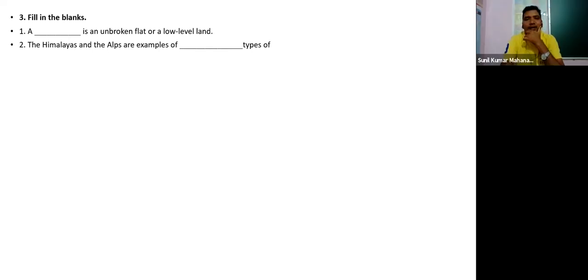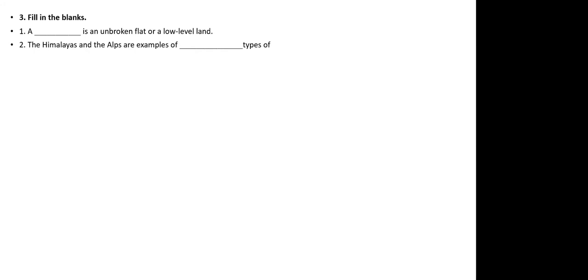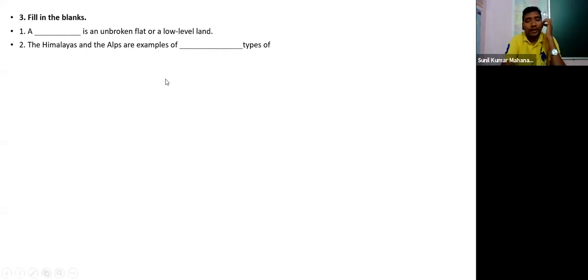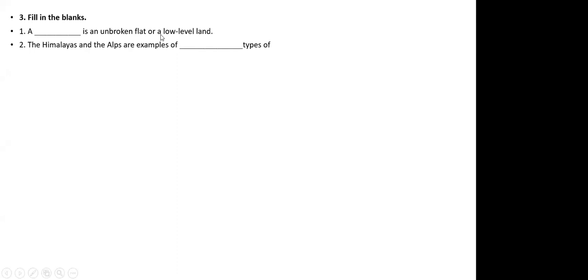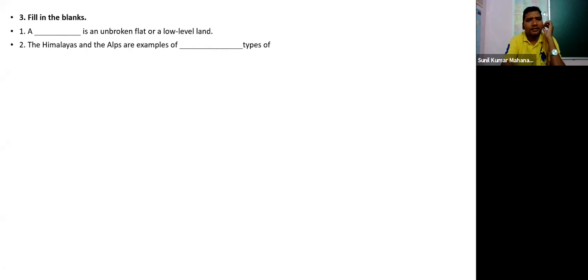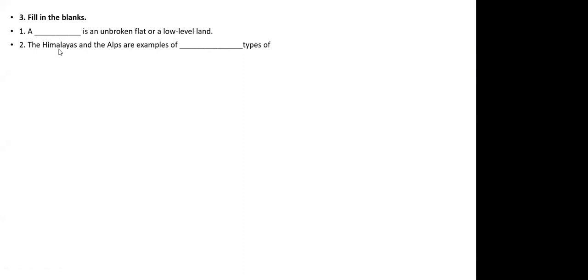The next question: a deck is an unbroken flat or low-level land. Am I audible? Yes, sir. Unbroken flat means it is a plain. Is it a plain? Low-level land. It can be flat too, no? It must be a plain, low-level. It is a plain, clearly.